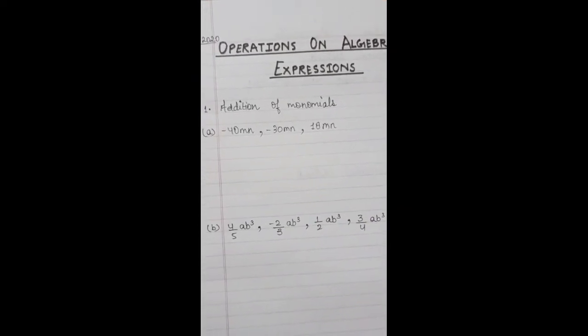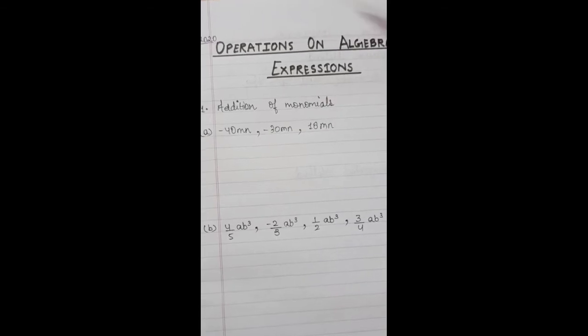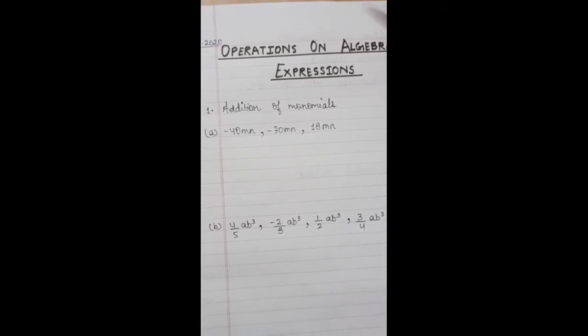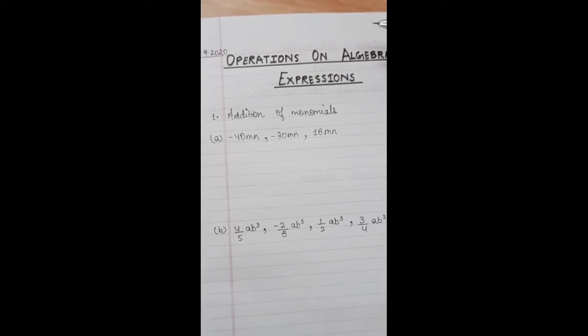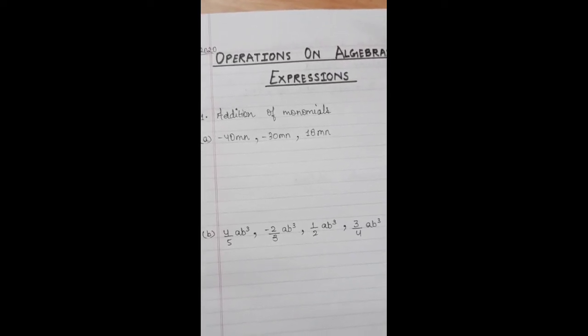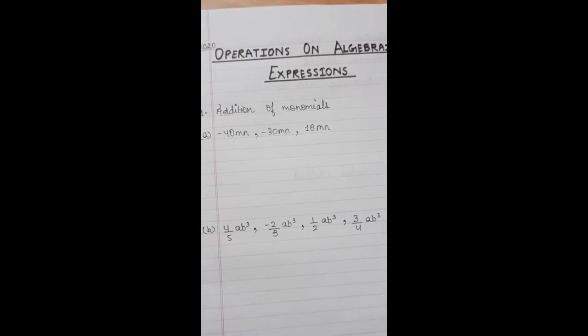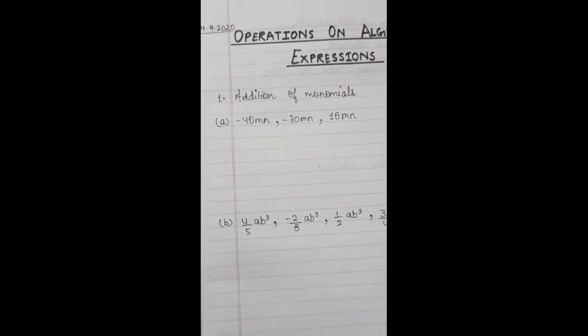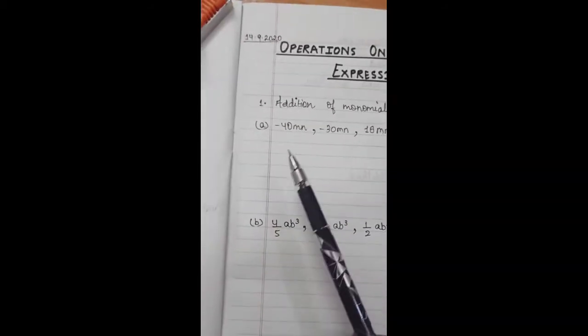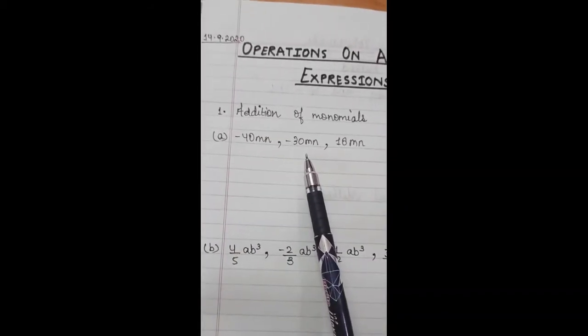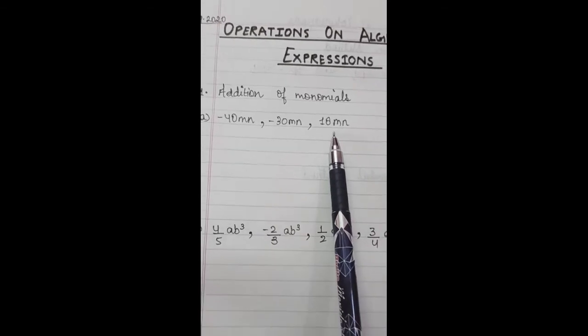I hope you all have understood the basic concepts of algebra. So today I am going to teach you how to add and subtract algebraic expressions. First we'll understand how to add monomials. Here we have a question: minus 40 mn minus 30 mn plus 18 mn. We have to add these monomials.